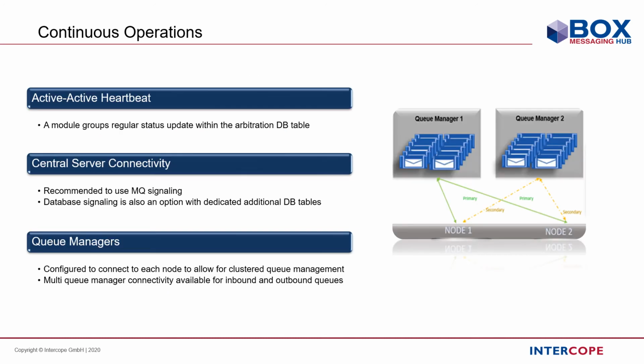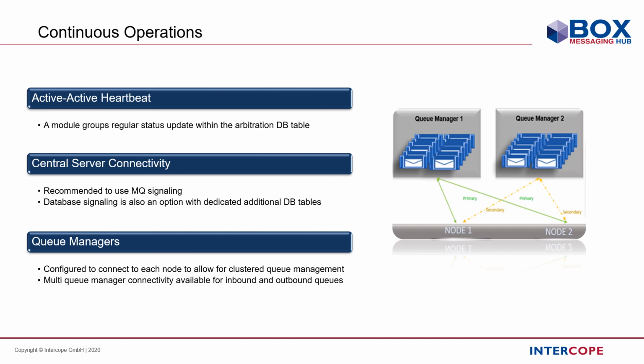Now, if you are planning to use an active environment, as mentioned previously, there are a number of key recommendations we will provide to ensure that you don't have any single points of failure. You need a heartbeat mechanism. Preferably that is configured at the database level with an arbitration table which provides configurable status updates. It's also highly beneficial to have MQ signaling when connecting central server modules to box MI modules.